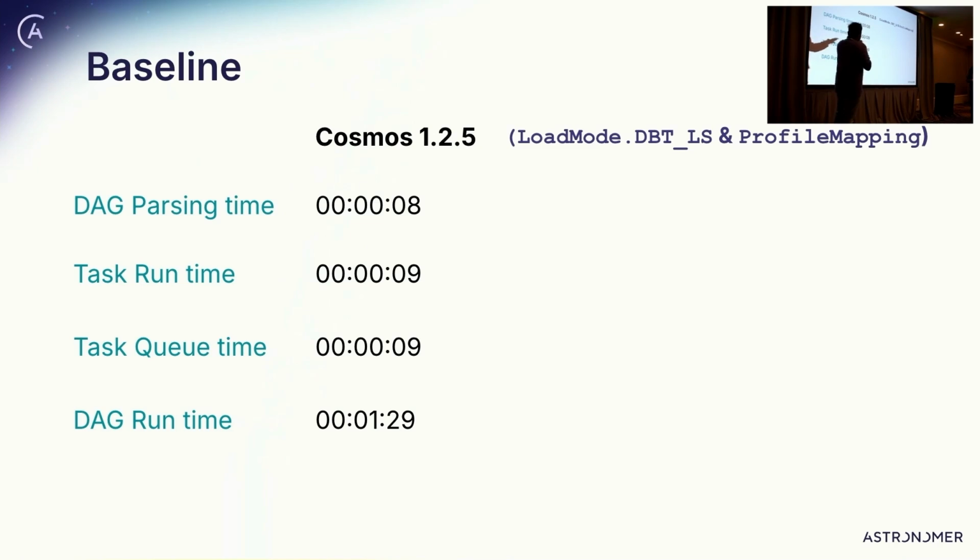Task runtime 9 seconds, task queue time 9 seconds again. So this is what we have over here. Again, the DAG is passed, so it gets the latest changes in the dbt project. And the overall runtime was that this dbt-Airflow shop ran for about 1 minute, 29 seconds.